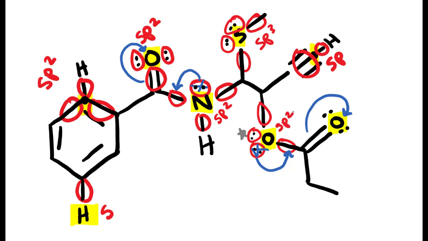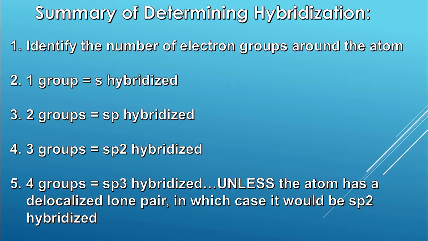Let's try the last example. Here we have the last oxygen. The oxygen is attached to a lone pair and a double bond. So this oxygen is going to be sp2 hybridized.